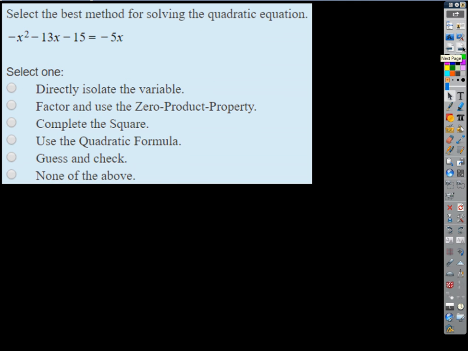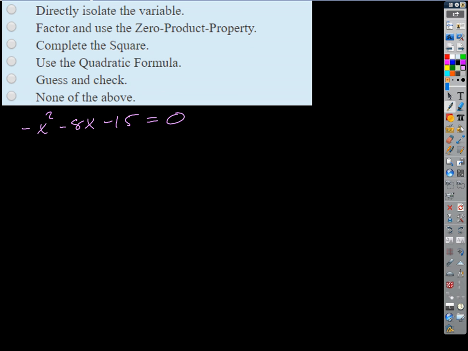What about that guy? What do I have to do first? Oh boy, add 5x. Got to add 5x to both sides. If I do that, I end up with negative x squared minus 8x minus 15 equals 0. Okay, that looks better, but it's still not perfect. What's wrong with that? No? The negative, yeah. We want to have, when we put this in standard form, we want a to be positive. It's negative, so how do I change the sign?